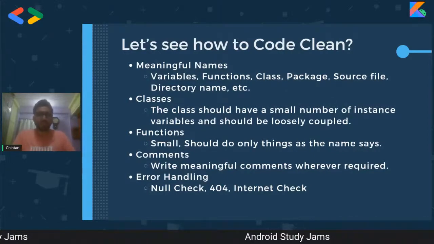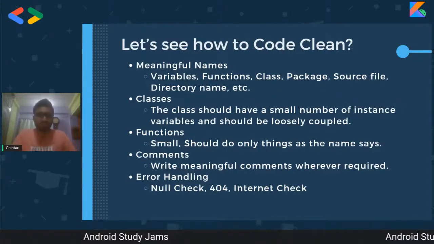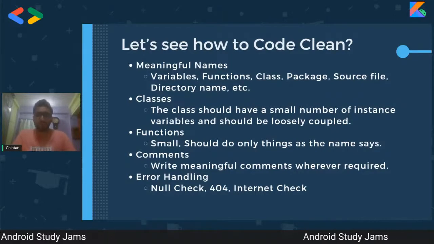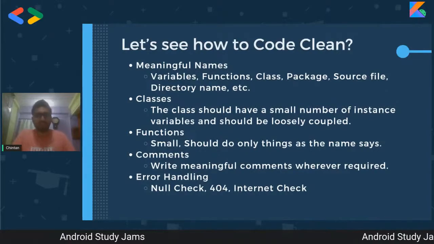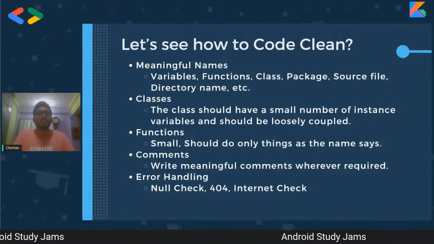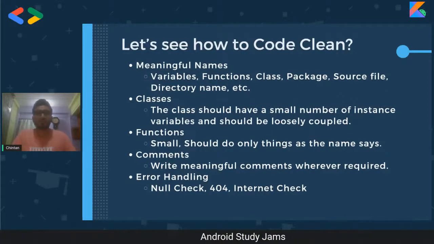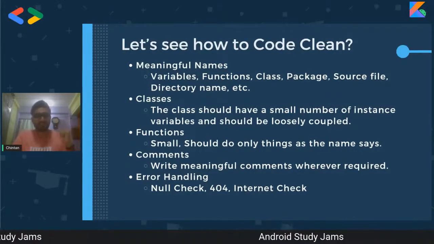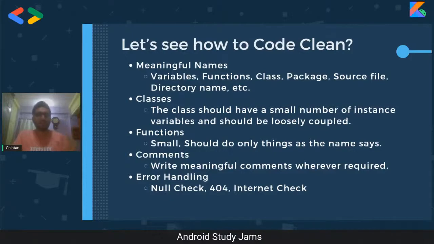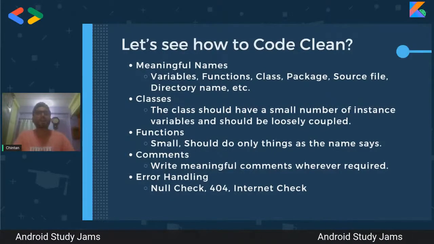Then you have the source file. Whenever you are referring to or writing some source file, you should give it a proper name, and the same goes for directory names, in case you are including any directories in your application. Then come the classes again. In classes, it is recommended to have a small piece of code: whatever the class's job is, it should have only that piece of code. You should always break down your classes, and they should be loosely coupled.